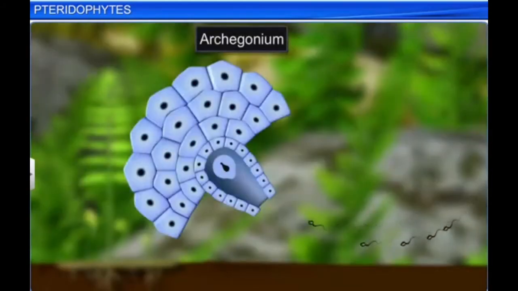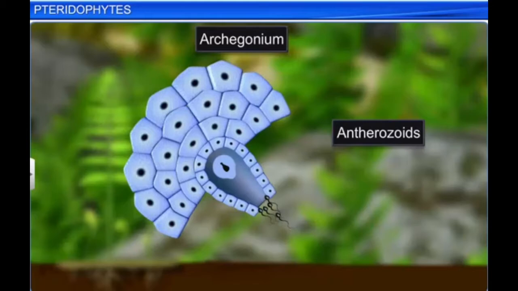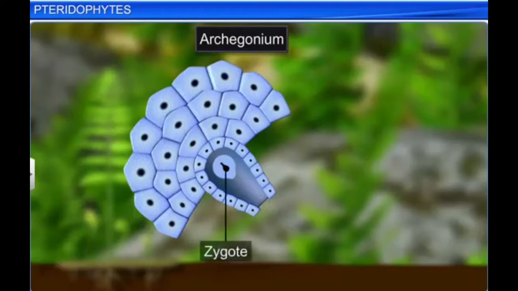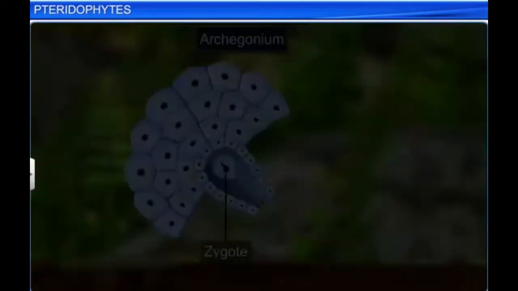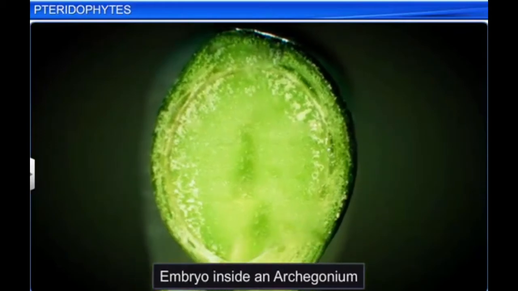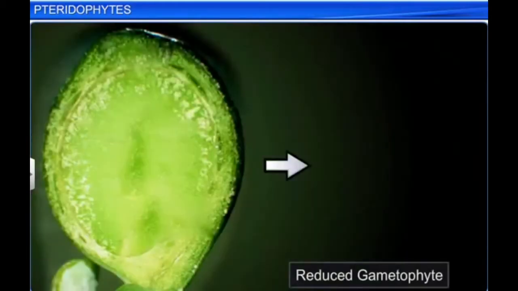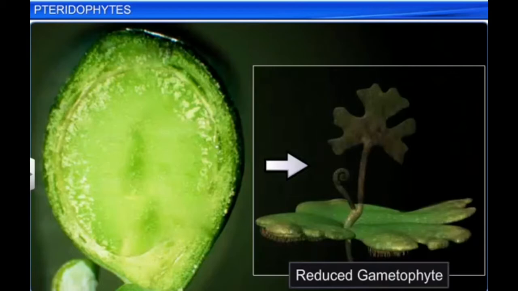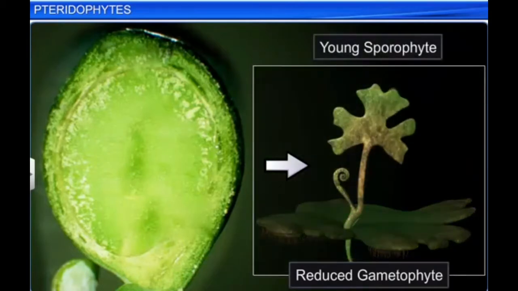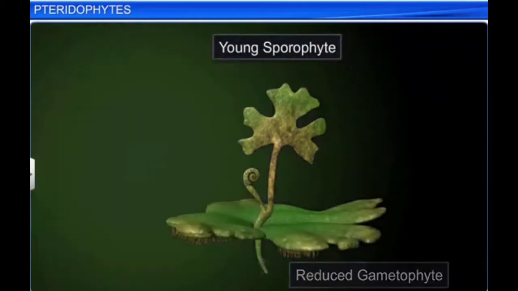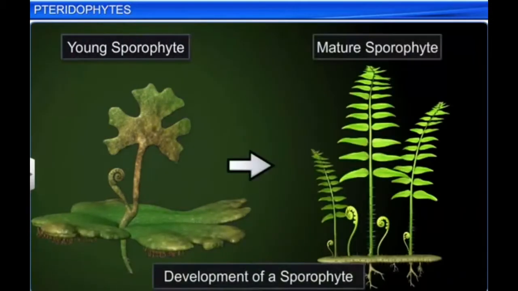When released, antherozoids travel through water and eventually reach the mouth of the archegonium, where each one fuses with an egg to form a zygote. This zygote develops into a young embryo, which further develops into a multicellular and well-differentiated young sporophyte, and ultimately into a mature sporophyte.